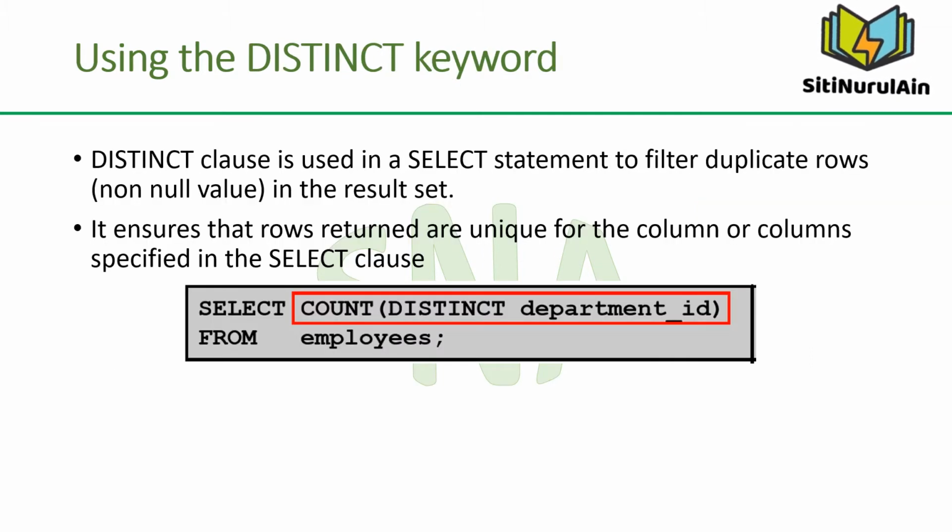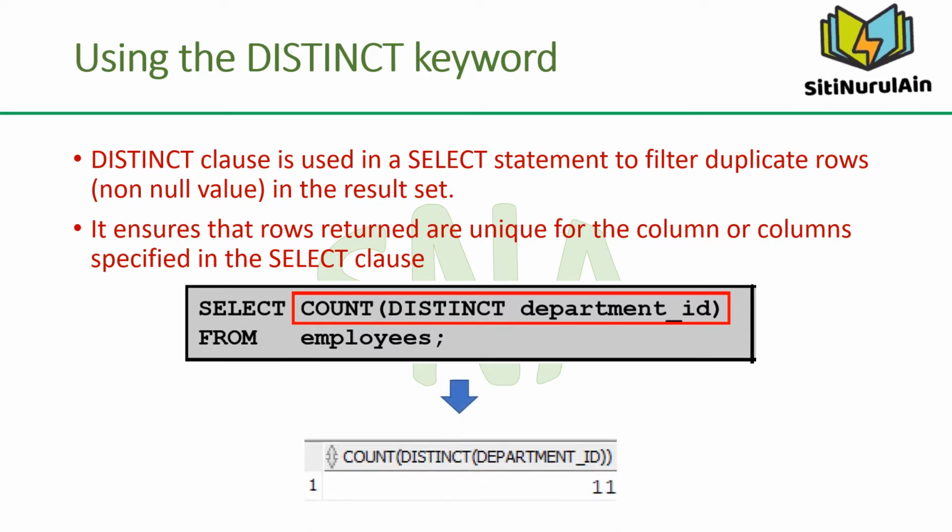The distinct clause is used in a select statement to filter duplicate rows, non-null values, in the result set. It ensures that rows returned are unique for the column or columns specified in the select clause. The example in the slide displays the number of distinct department values that are in the employees table.